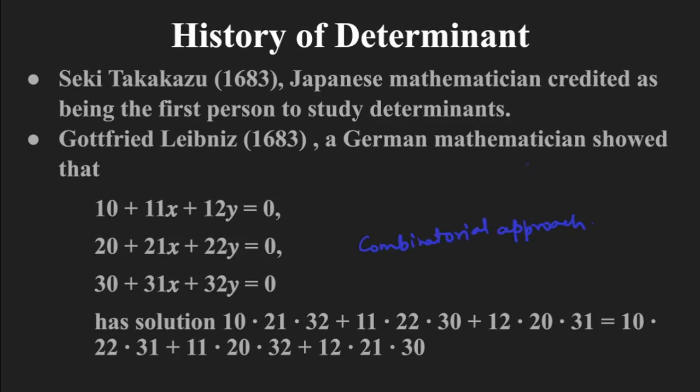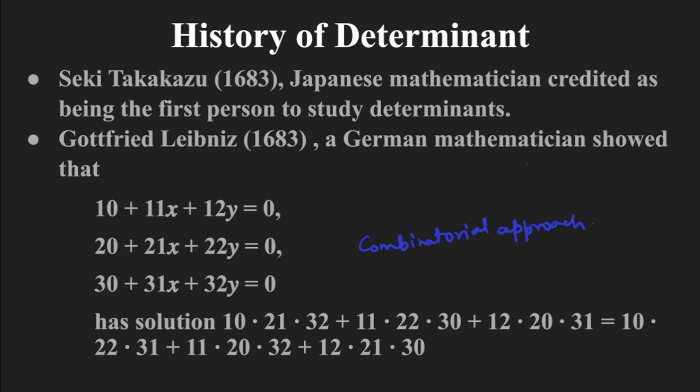If we look carefully at the solution obtained by Leibniz for the three equations, we can figure out that it is a combinatorial approach, where he must have tried different approaches, but with this solution he figured out that it is a unique solution.